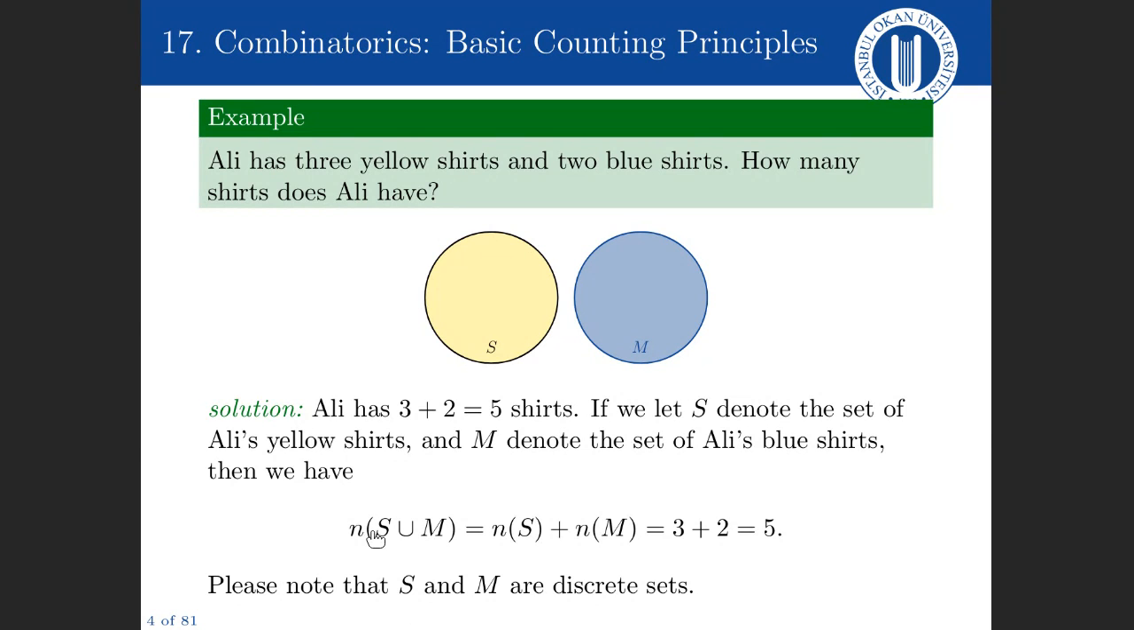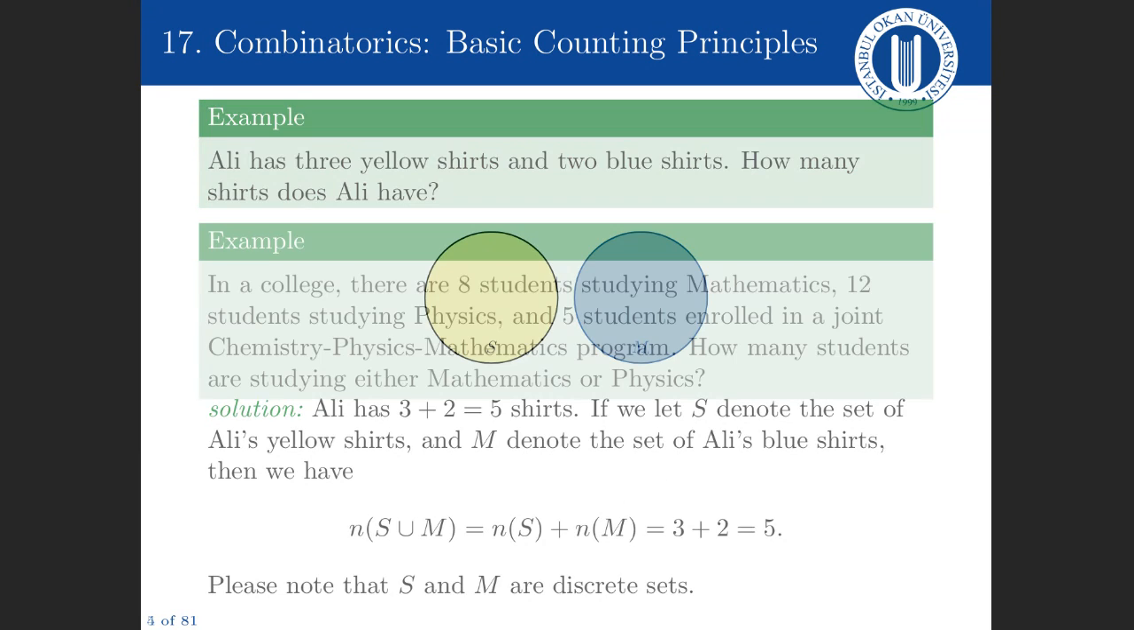The number of shirts which are either yellow or blue is 3 plus 2, or 5. Because these are disjoint sets, in other words, there's no intersection between the 2 sets, because a shirt is either yellow or blue, we don't need to include the number of elements in S intersection M in our calculation. So all we're doing is 3 plus 2 is equal to 5.